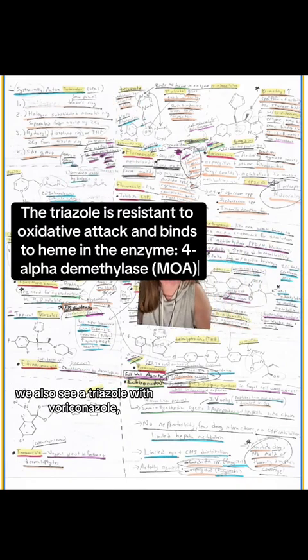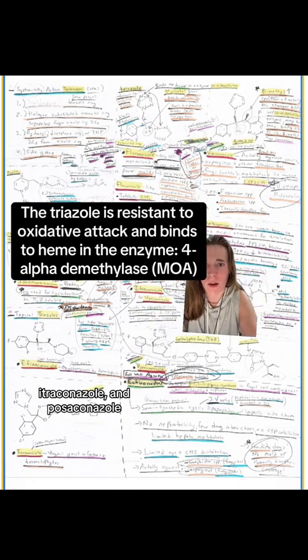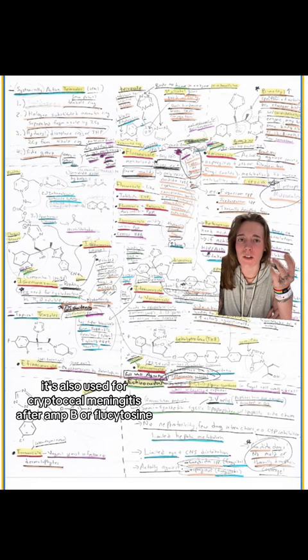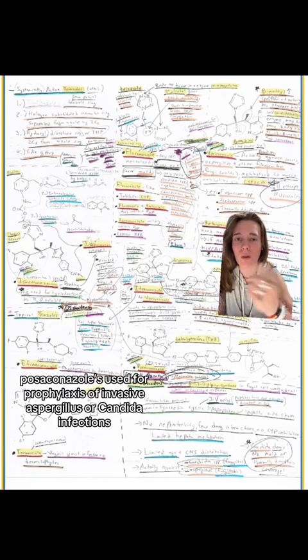We also see a triazole with voriconazole, itraconazole, and posaconazole. Fluconazole is used for your classic vaginal vulvocandidiasis or yeast infections. It's also used for cryptococcal meningitis after AMP-B or flucytosine. Voriconazole is used with aspergillosis. Itraconazole is used for endemic fungi like histoplasmosis. Posaconazole is used for prophylaxis of invasive aspergillus or candida infections.